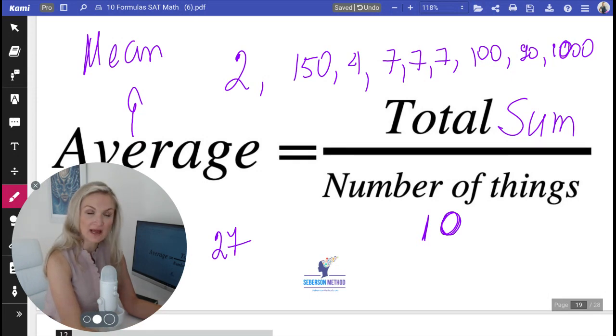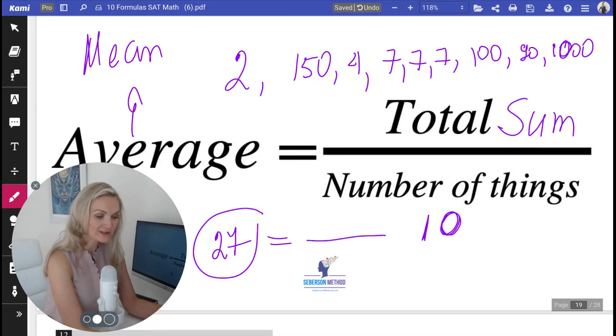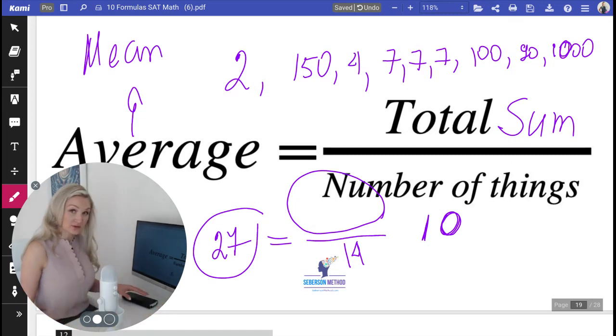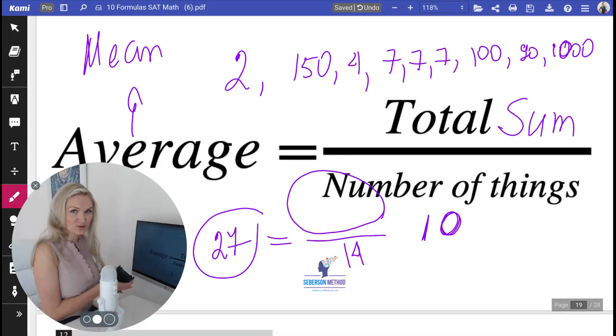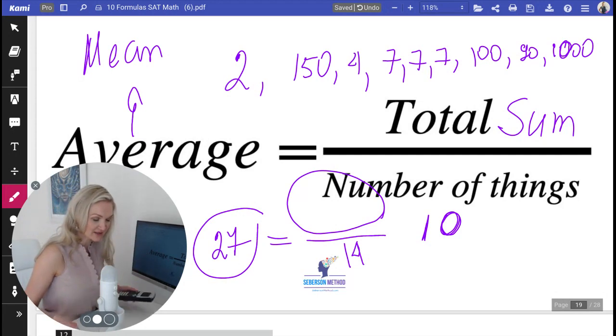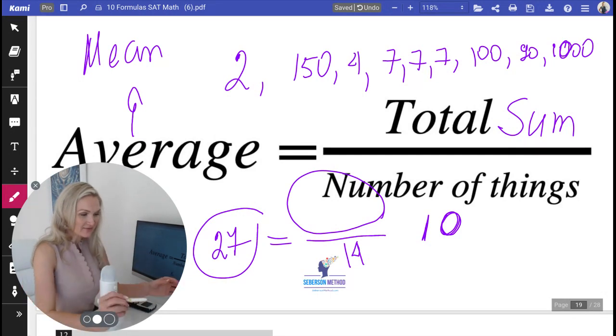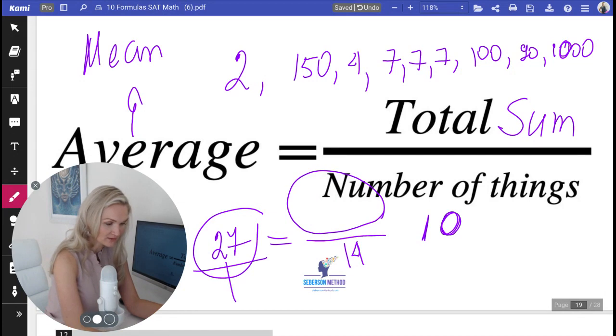So if they give you an average, let's say the average is 27, and then they say that there were 14 participants, and then they will ask you what is the total sum of all of the scores. What you do is you use your previous skill, cross multiplication, not just a calculator, but you also need to cross multiply, because 27 we can think of as 27 over 1. And let's say this number is x. We need to know the total sum of all of the scores.